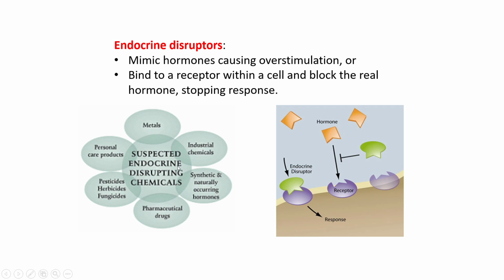So some of the suspected endocrine disrupting chemicals include metals, industrial chemicals, synthetic and naturally occurring hormones, pharmaceutical drugs, pesticides, herbicides, and fungicides, and personal care products.